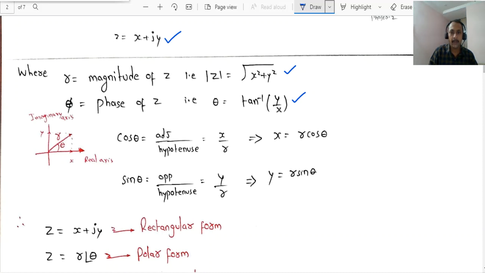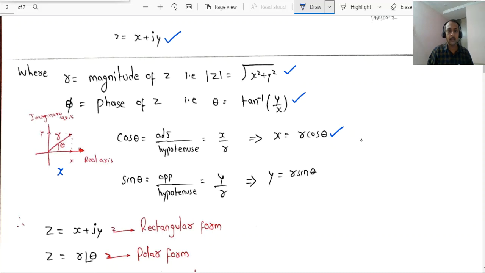Magnitude of z is given by root over x square plus y square, and theta is given by tan inverse of y by x. If you observe, on the x-axis if you have taken the real axis, and on the y-axis the imaginary axis, right? And the magnitude r at an angle theta. What about cos theta? Adjacent side by hypotenuse, and the adjacent side length is x. The hypotenuse length is r, so x by r. From this what we can say? x equals r cos theta. This is also very, very important.